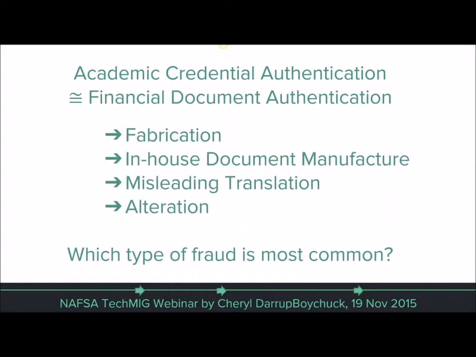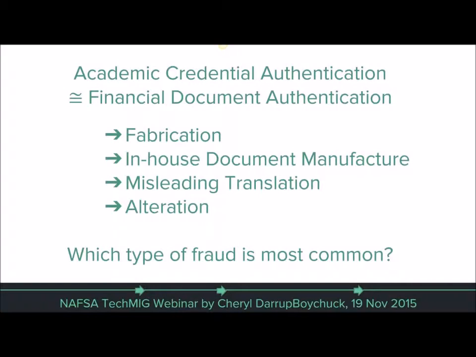Then we have misleading translations, and of course translations can be interpretive rather than literal. And also finally we've got alteration, where information on a legitimate document has been changed. So what do you think? What type of fraud is most common?